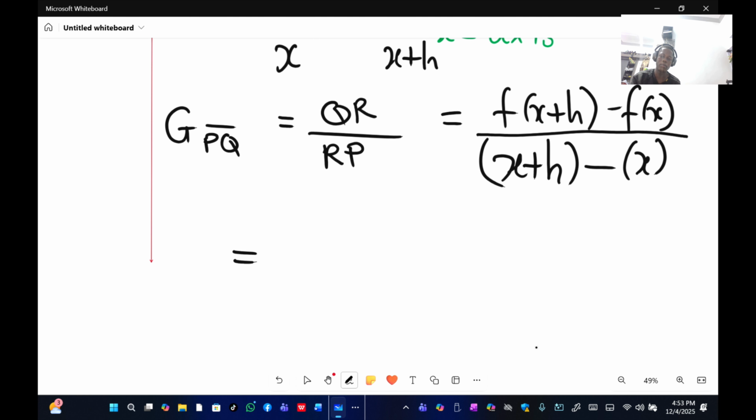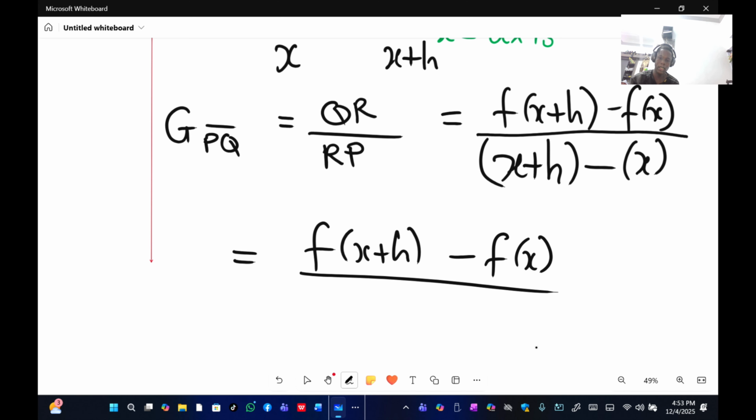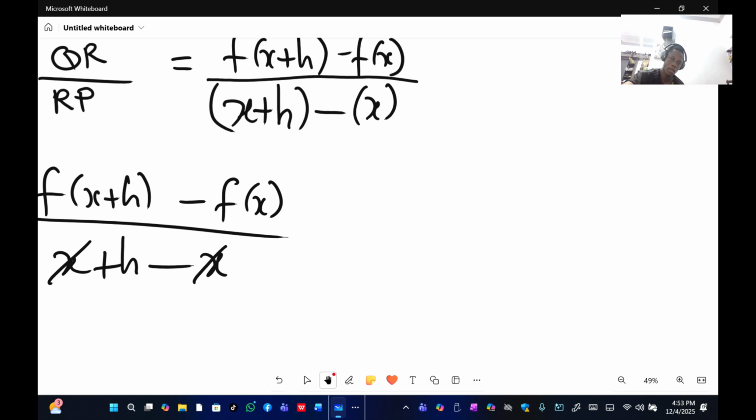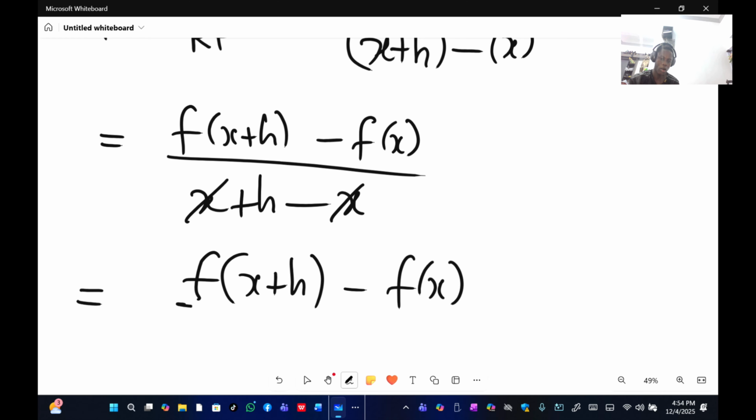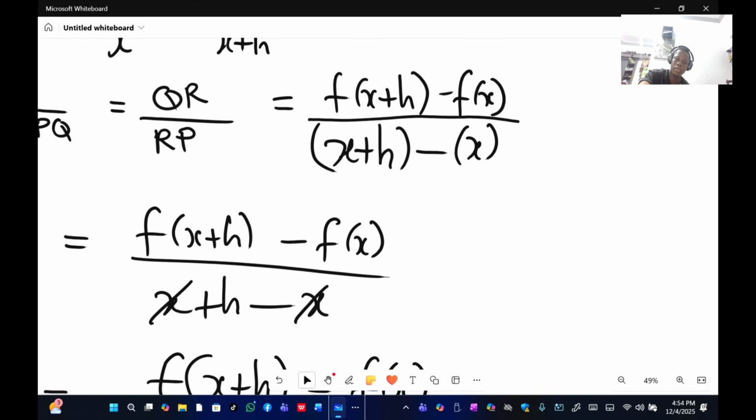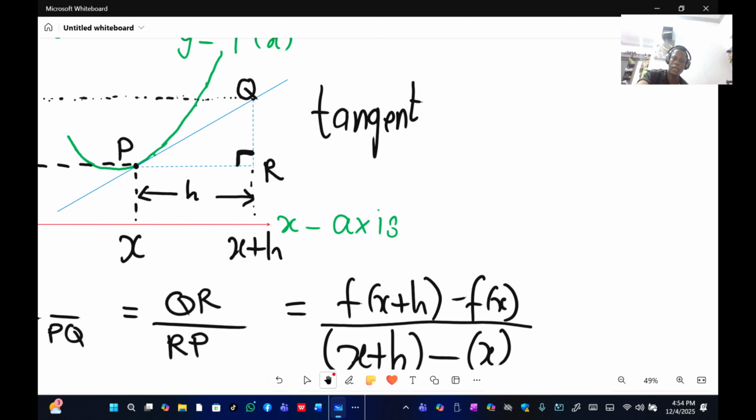So our gradient becomes f of x plus h minus f of x, then everything divided by x plus h minus x. So you could say that this x will cancel this x, and you'll be left with f of x plus h minus f of x, all divided by h. All right, so this is the gradient of the line.